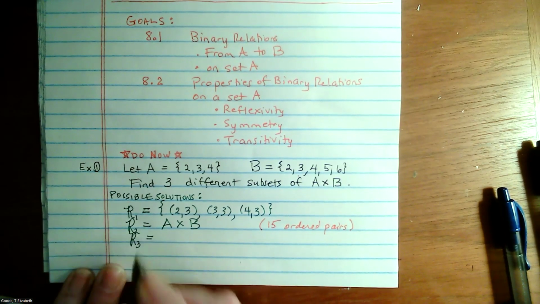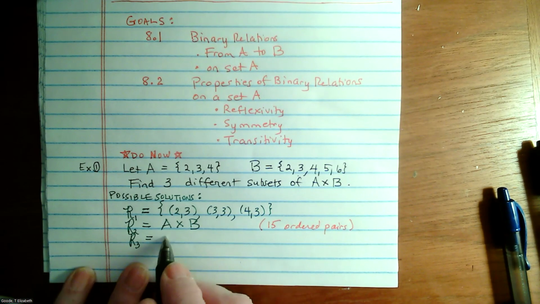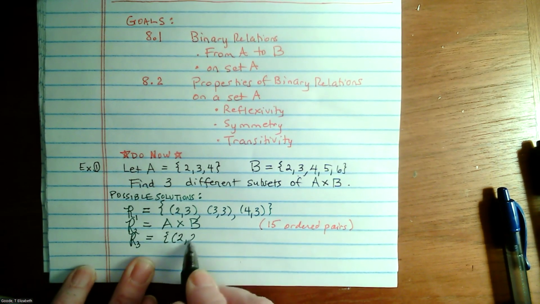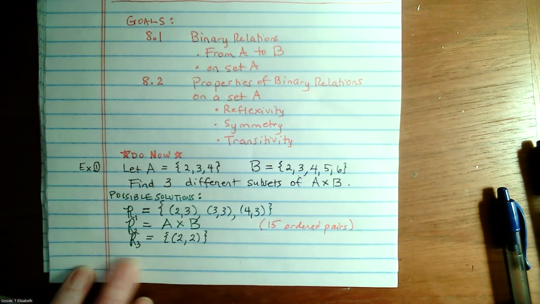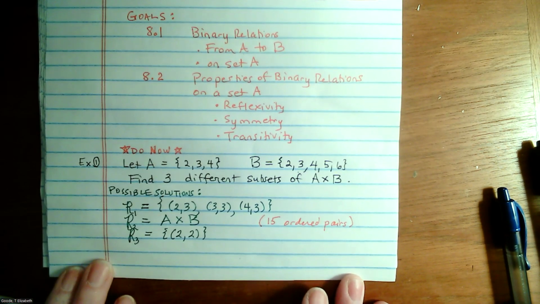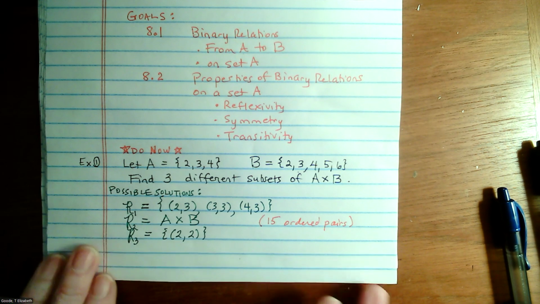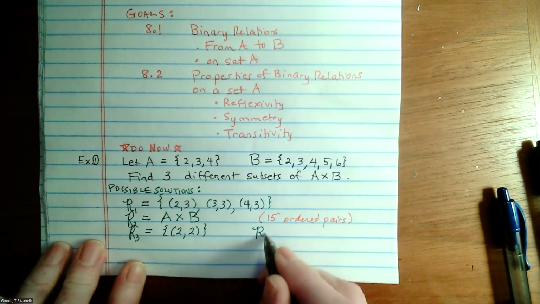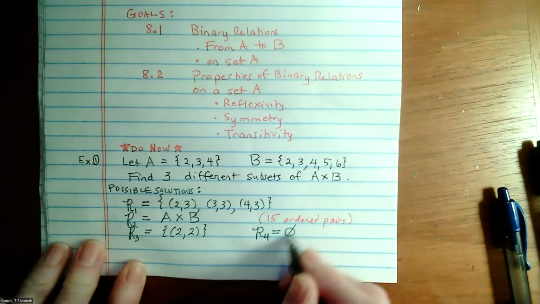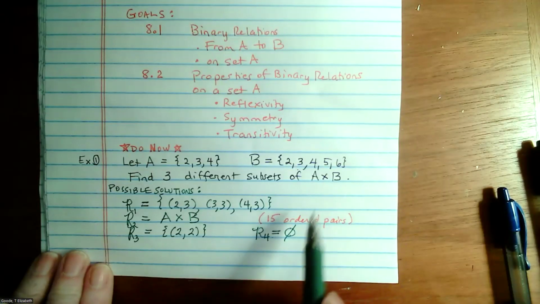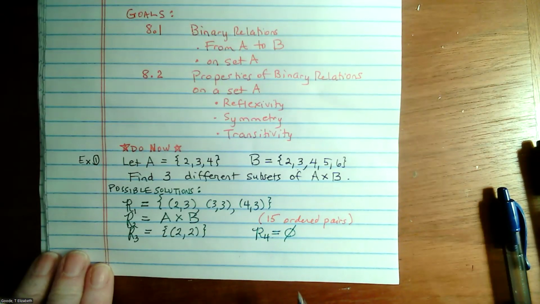Here's another binary relation from A to B, or another subset of A cross B. Well, just (2, 2), just that single ordered pair. It is a subset of A cross B, so technically it's going to be a binary relation from A to B. And in fact, the empty relation is also a subset of A cross B, the empty set, because the empty set is a subset of every set.